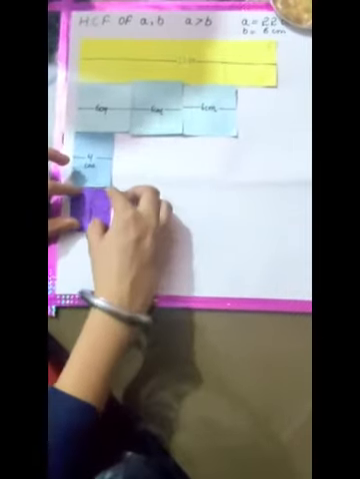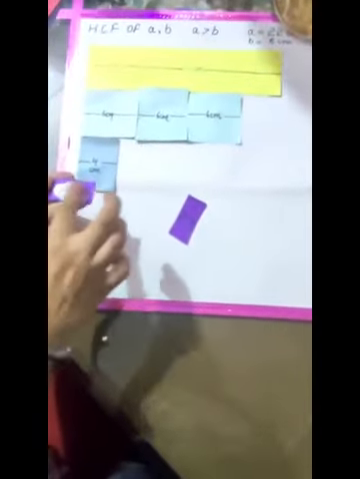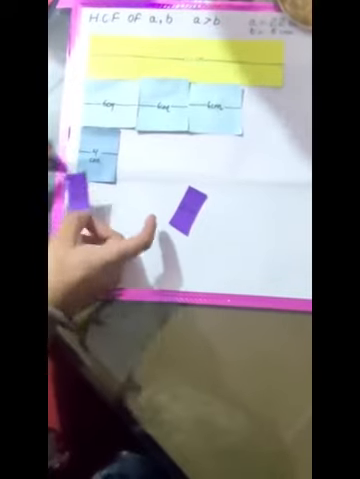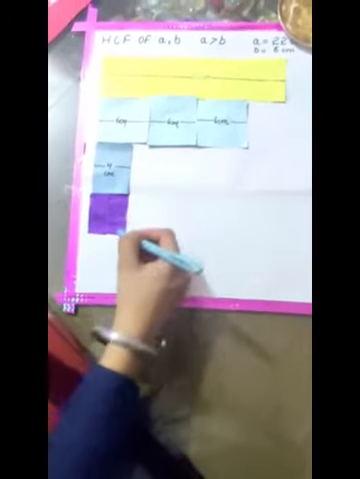Here I have pasted the 4 cm strip under the 6 cm strip. Now as we see here, 2 cm length is left. So I will paste two strips of 2 cm under the 4 cm strip. So here I have pasted two strips of 2 cm. So as we see here now, no length is left.